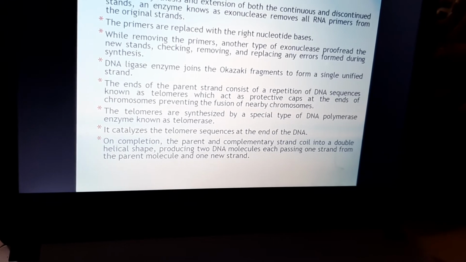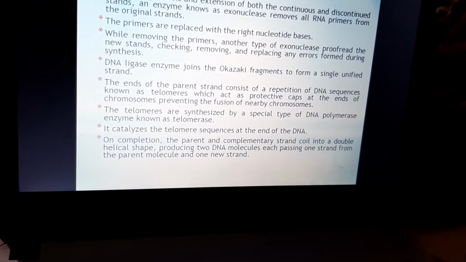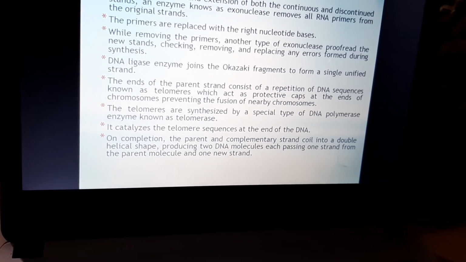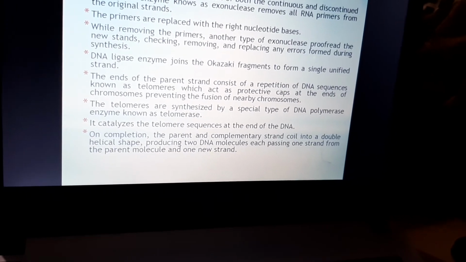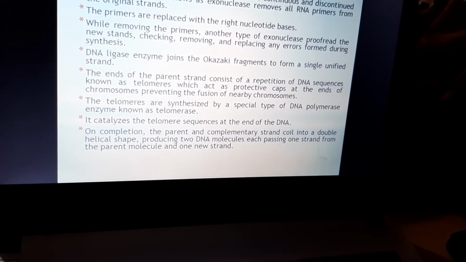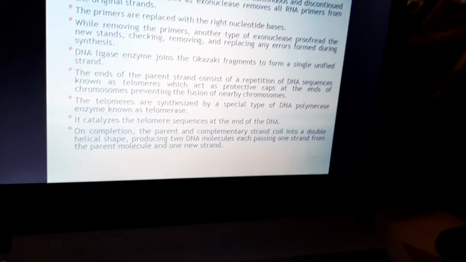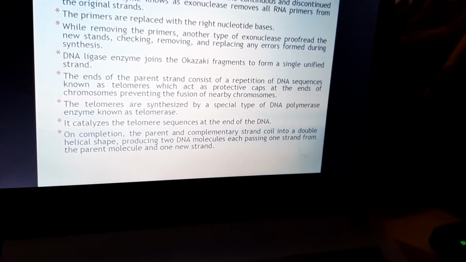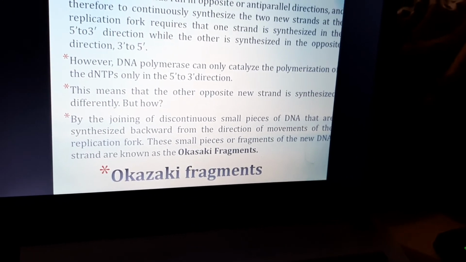And on completion, the parental and complementary strands coil into a double helical shape, producing two DNA molecules, each possessing one strand from the parent molecule and one new strand.